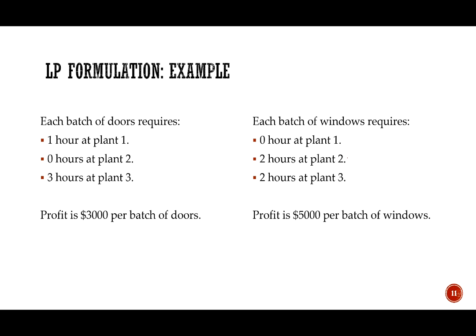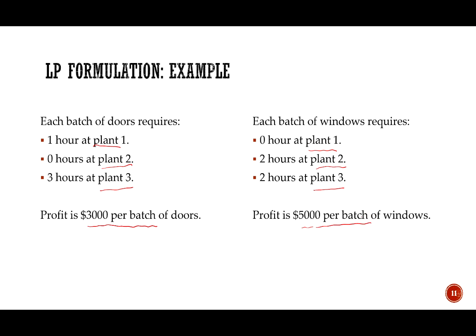Now here is more information. Each batch of doors requires 1 hour at plant 1, 0 hours at plant 2, 3 hours at plant 3. And each batch of windows requires 0 hours at plant 1, 2 hours at plant 2, and 2 hours at plant 3. We also have the profit information. Profit is $3,000 per batch of doors. So if we produce one batch, then we make $3,000. Profit is $5,000 per batch of windows.